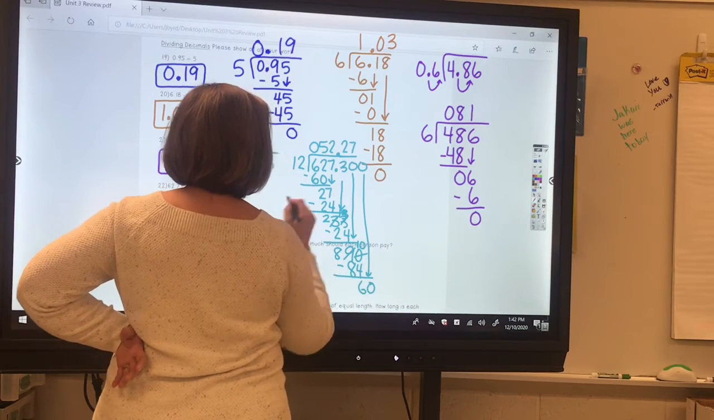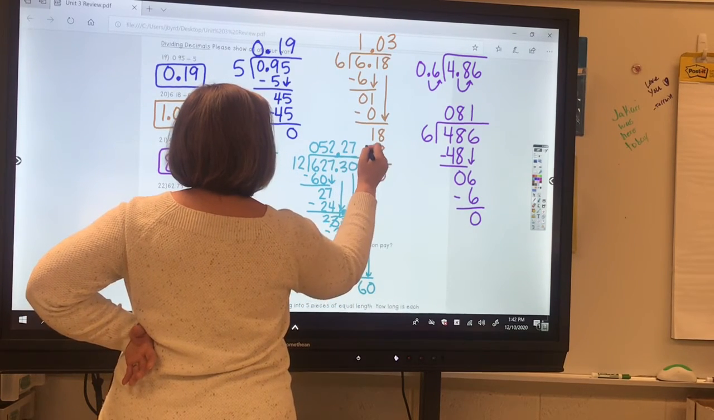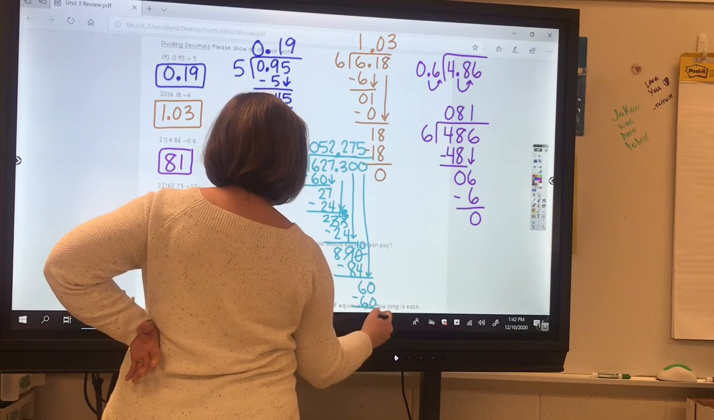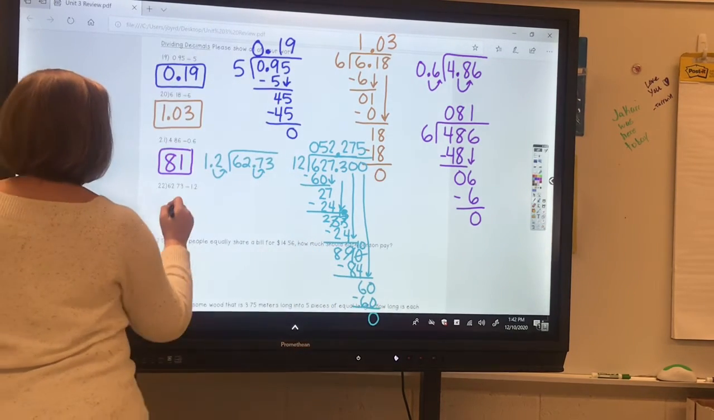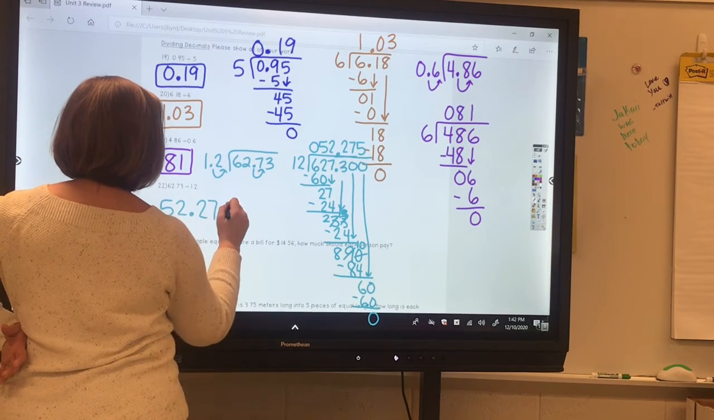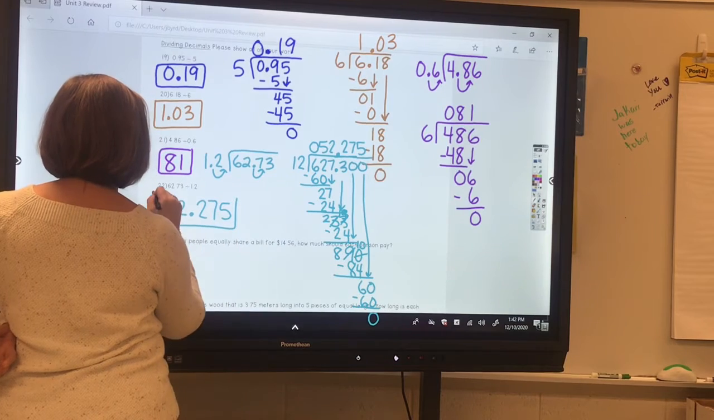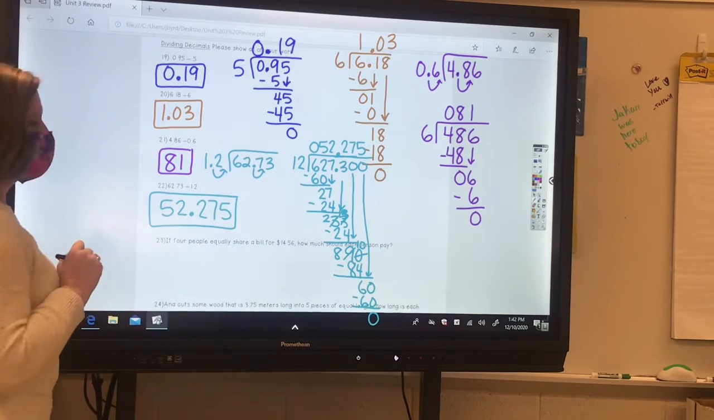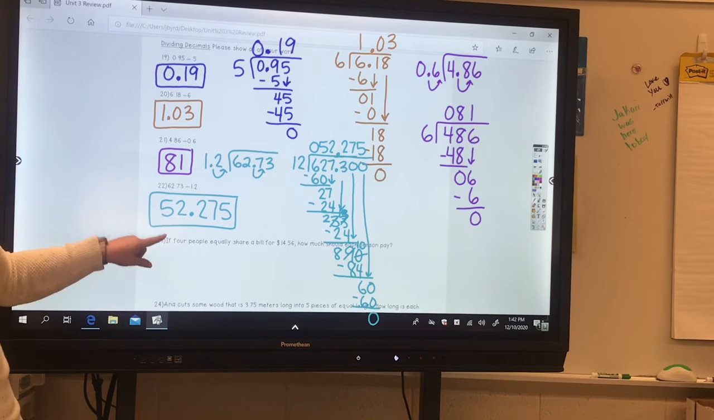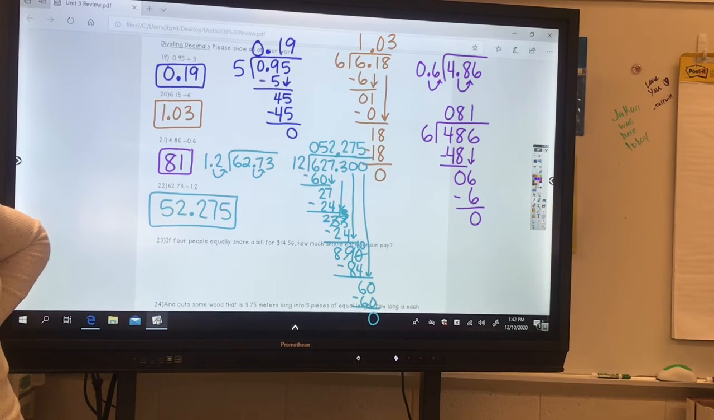How many times will 12 go into 60? 5. So your answer is 52 and 275 thousandths. Dang. I know. All right, I'm gonna give you just a second to make sure that you have all of that work, and then we're gonna move on to these word problems right here, okay? Because I really want to talk about those for a second.